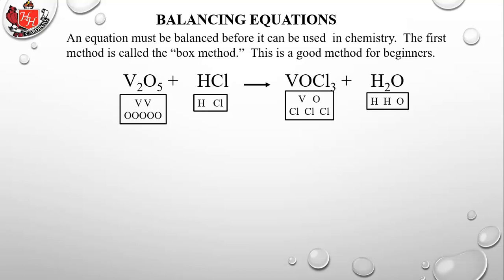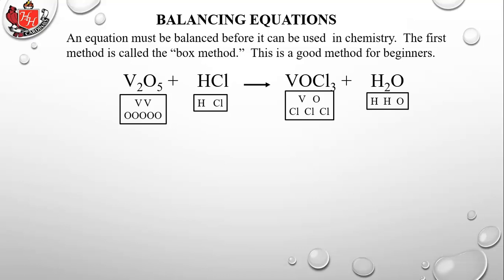The other thing you want to avoid is any element that you see more than once on the same side of the arrow. So if you look over on the right side, the product side, you see oxygen is in VOCl3, and you also see oxygen is in water. So it's in 2 different locations on the right side of the arrow. That means it's going to be complicated to balance that, so you want to save that for the end. So that still gives you the choice of either V, H, or Cl.